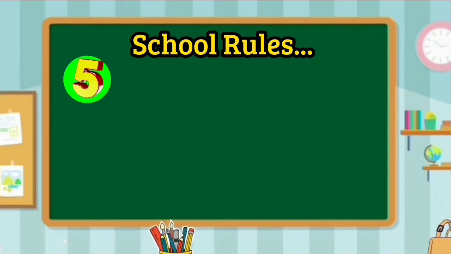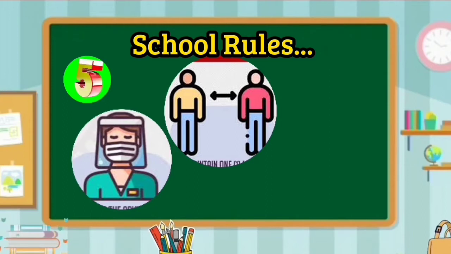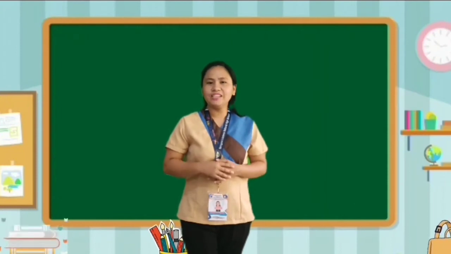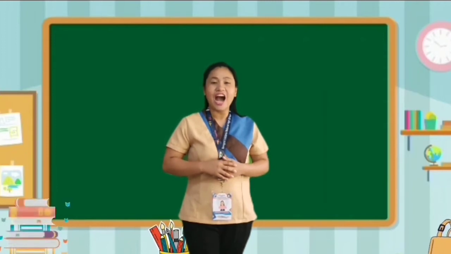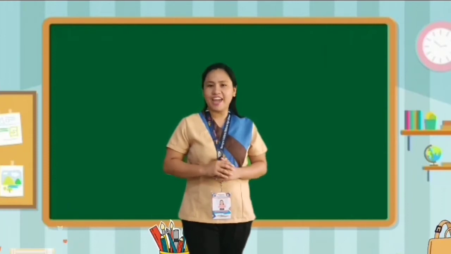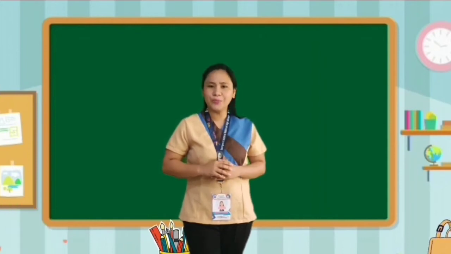Fifth, observe minimum health standards such as maintaining 1 meter distance, using face masks, washing of hands, and others. These are only some of the rules that we need to follow when we are inside the school. I know for sure you have more rules to add. Rules are created as guiding principles that will keep us and the people around us safe. It helps us decide on the things we need to do.